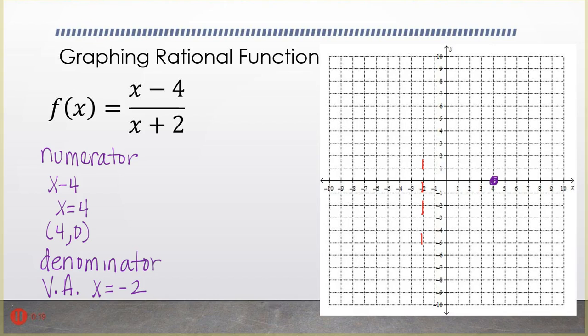So this is a wall I like to think of. The graph is going to approach it, but it will never cross it or touch it.